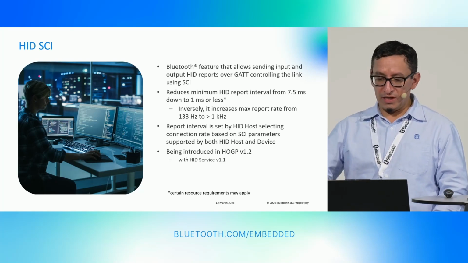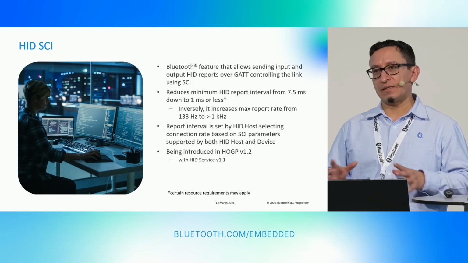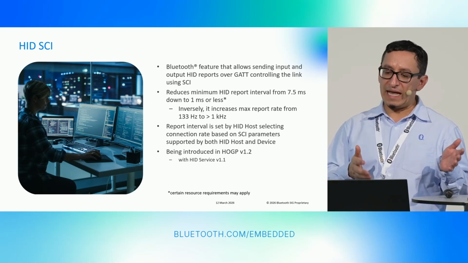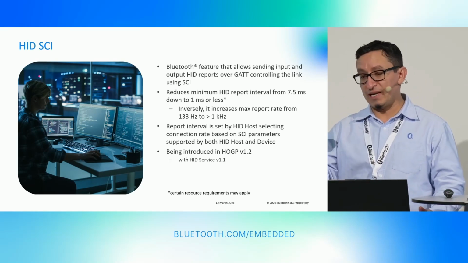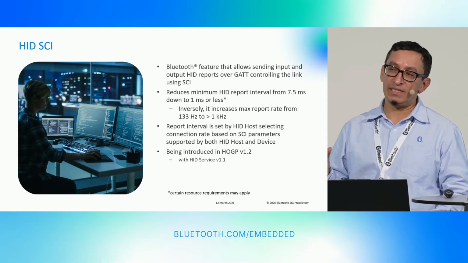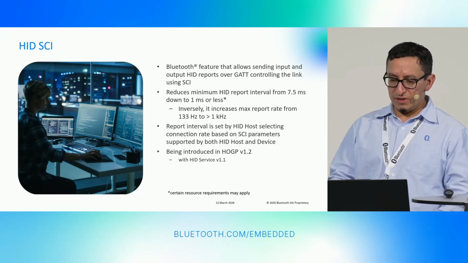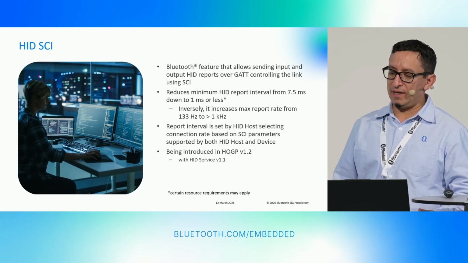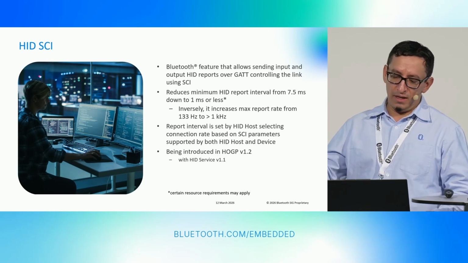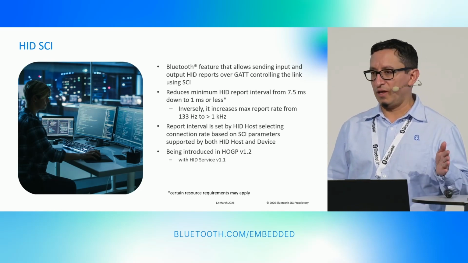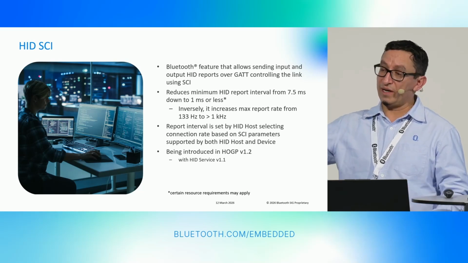or less under certain conditions, because by definition, shorter connection intervals can support or bring down the connection interval down to 375 microseconds. Inversely, this means that HID SCI allows increasing the report rate for HID over GATT profile from 133 hertz to 1 kilohertz or higher.